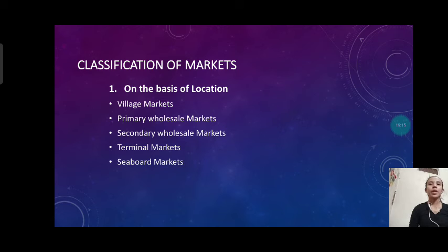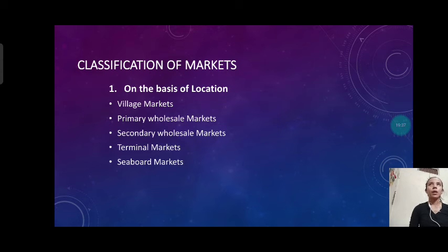The secondary wholesale markets. These markets are located generally in district headquarters or important trade centers or near railway junctions. The major transactions in commodities take place between the village traders and wholesalers.